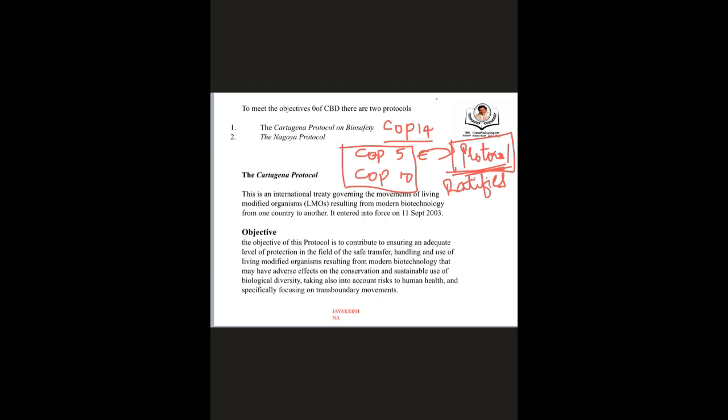One is the CBD. CBD is an umbrella organization. Suppose this is the CBD; within the CBD there are two such protocols. One, the Cartagena Protocol. The next one is called the Nagoya Protocol. The Cartagena and the Nagoya Protocol. When you are talking about these two protocols, one is the Cartagena Protocol and the other one the Nagoya Protocol.